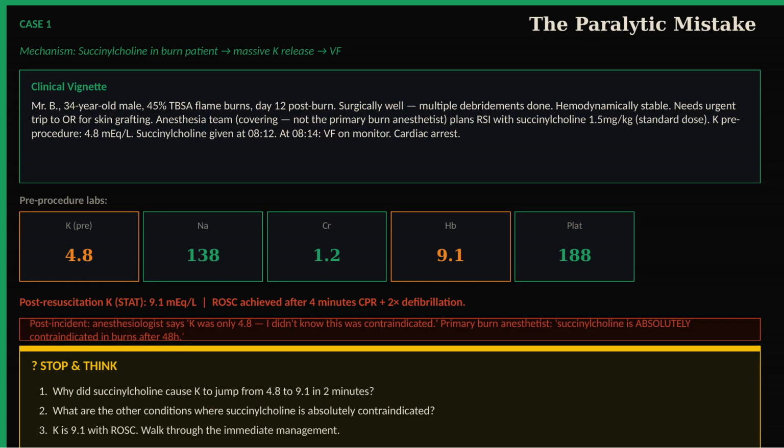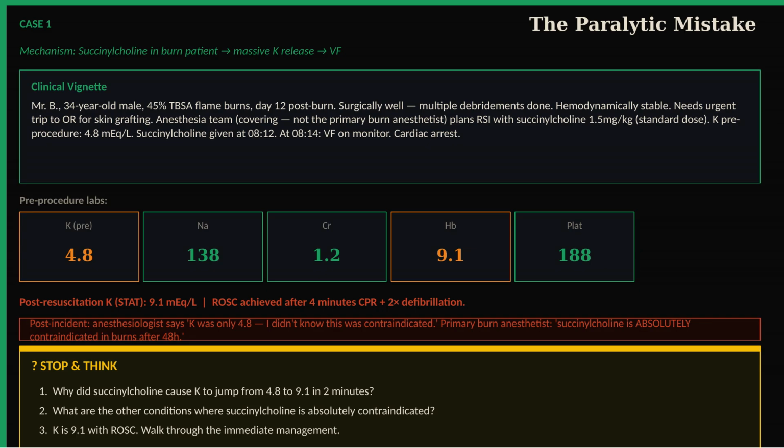Let's go. Mr. B, 34, 45% body surface flame burns, day 12 post-burn. He's doing well surgically, multiple debridements done, hemodynamically stable, and he needs an urgent trip to the OR for skin grafting. The anesthesia team, covering today, is not his usual burn anesthetist. They plan a rapid sequence induction with succinylcholine at a standard dose. His potassium, before the procedure, is a normal 4.8.